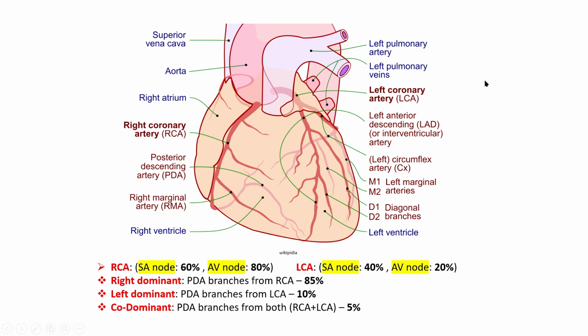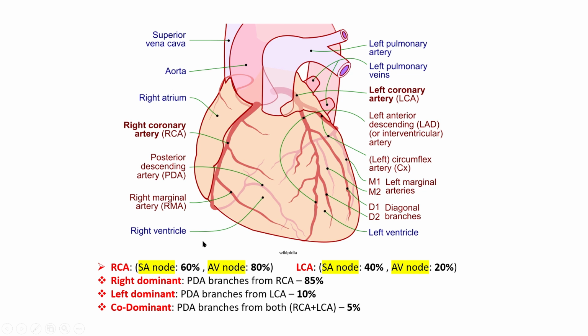By the way, there is something that I want to avoid, a kind of confusion. When I talk about this blood supply, I don't mean that, for example, AV node 80% is supplied by right coronary artery and the rest is supplied by left. No. What I mean is in 80% of the population, AV node is totally supplied by right coronary artery and vice versa. So please avoid that confusion.